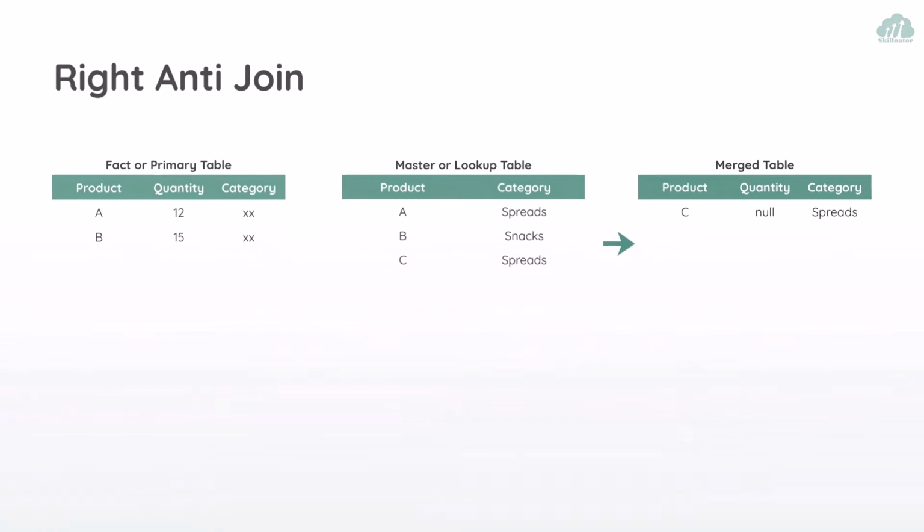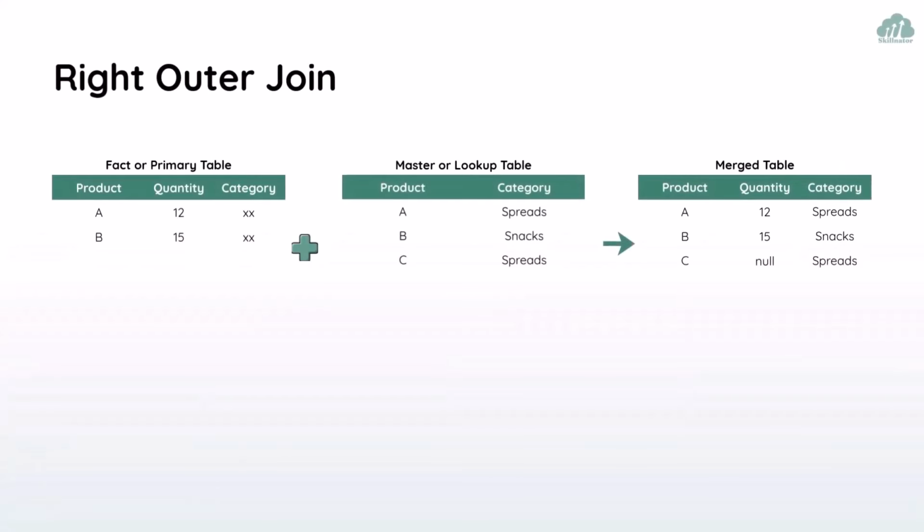Lastly, we have right outer join. A right outer join keeps all the rows from the lookup table and only the matching rows from the primary table. It's rarely used in business analytics, but can be helpful when your master data is the main driver and your transaction table is a secondary table.